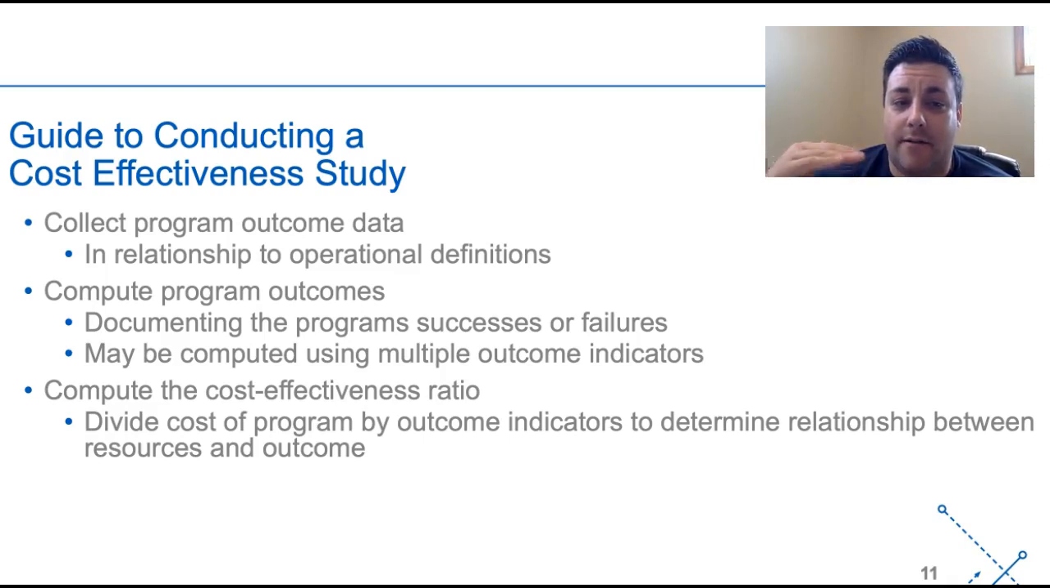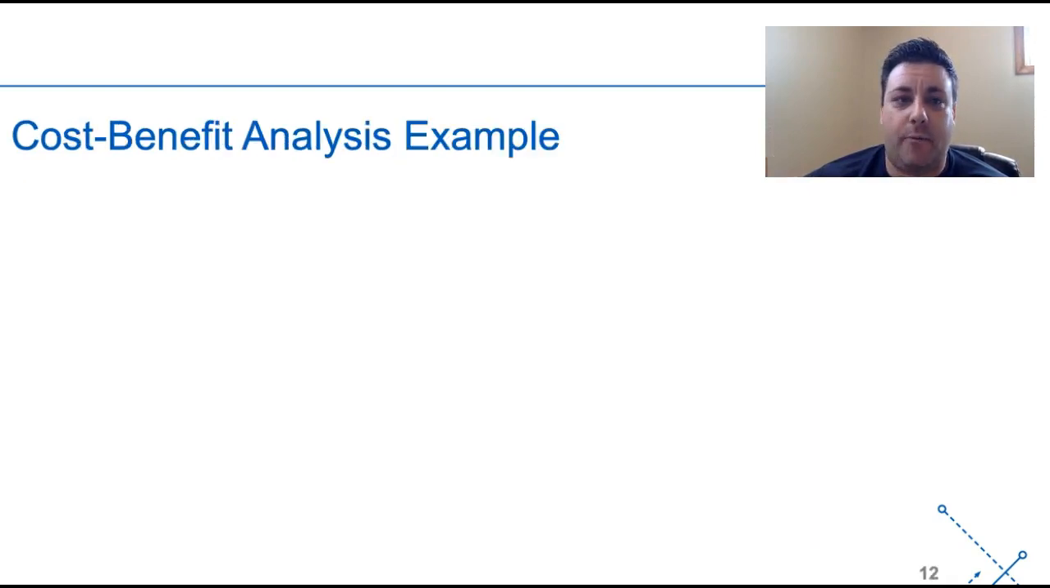And all that means is that we put the cost on the numerator. So if we're looking at this as a fraction, the cost goes on the numerator side of things. The outcome indicators go on the denominator side of things. So you're dividing the cost by the outcome indicators to get that ratio.